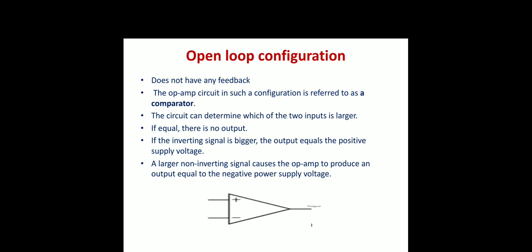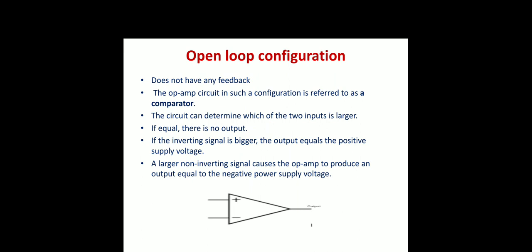How it works? If both inputs are equal, then there is no output, that is 0. If inverting signal is bigger, the output equals the positive supply voltage. And if non-inverting signal is larger, then op amp produces an output signal equal to negative power supply.